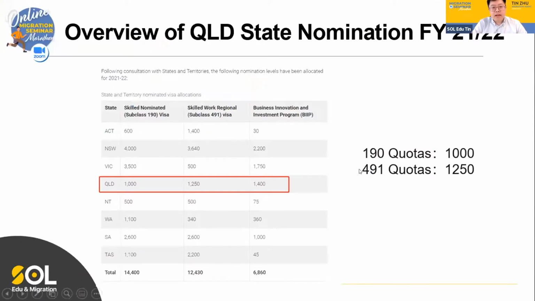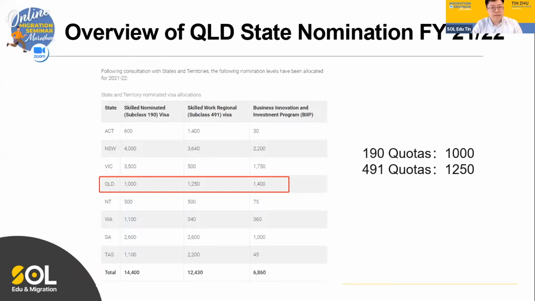And let's have a look at the overview for this financial year for Queensland. As you can see, Queensland has 1,000 quotas for visa subclass 190, which is the permanent resident visa, and 1,250 quotas for visa subclass 491. So some of you may be confused. What's the difference between the 190 visa and the 491 visa?